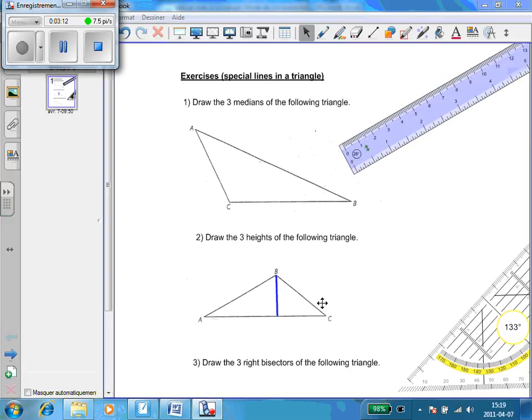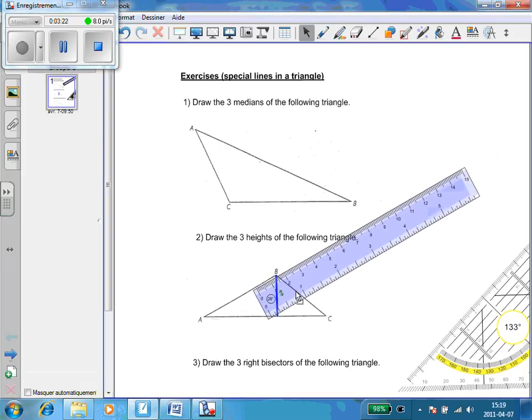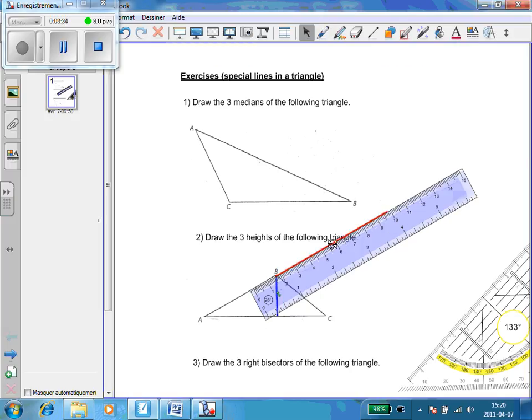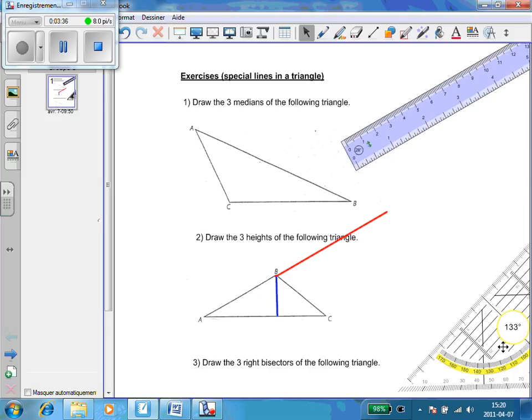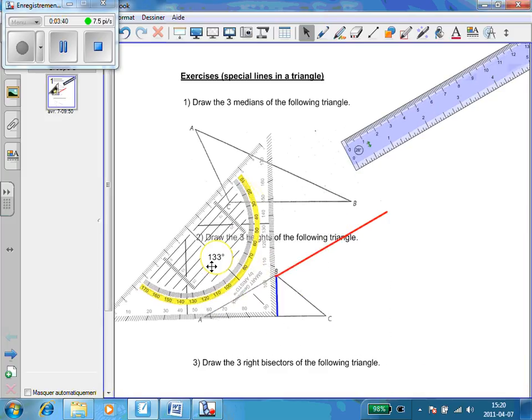But if I want to do that, what do you think I need to do with this side AB? I need to extend it first. So that's what I'm going to do. I'm going to extend it. I'm going to use my ruler. I'm going to use a different color, but you still use your pencil all the time. And now I can do exactly the same thing as the previous example and use my triangle.